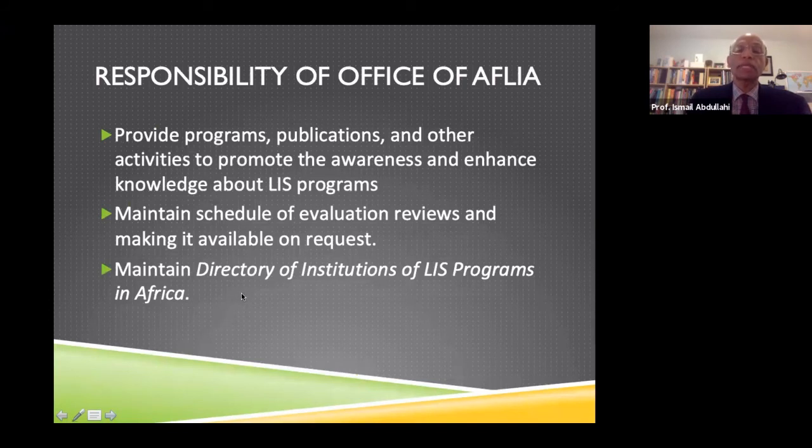Responsibility, again, they provide programs, publications, and other activities to promote the awareness also and enhance knowledge about LIS programs. Okay, that's leadership. Maintain schedule of evaluation, reviews, and making it available on request for different programs when they are going through the assessment, evaluation. Maintain directory of institutions of LIS programs in Africa, especially those who are certified, let us say, who met the standards. They will provide a list of those programs for students, for educational institutions, for the press, or for any person who wants to know about LIS education or programs, let us say, availability of programs in different countries. They do that kind of work.